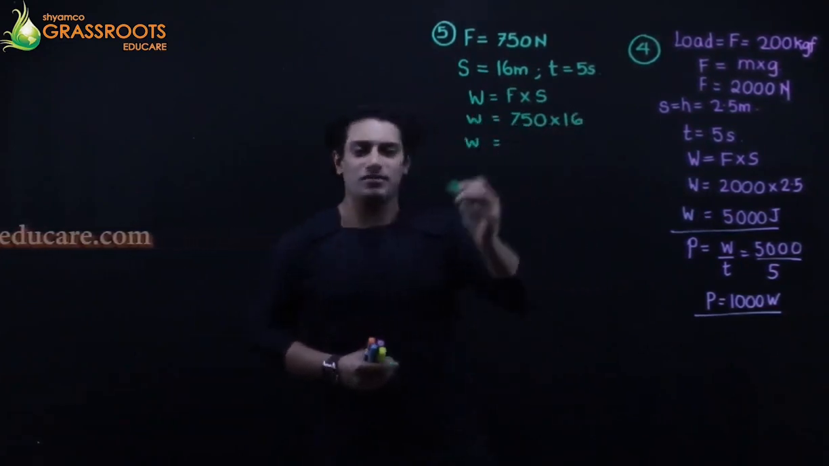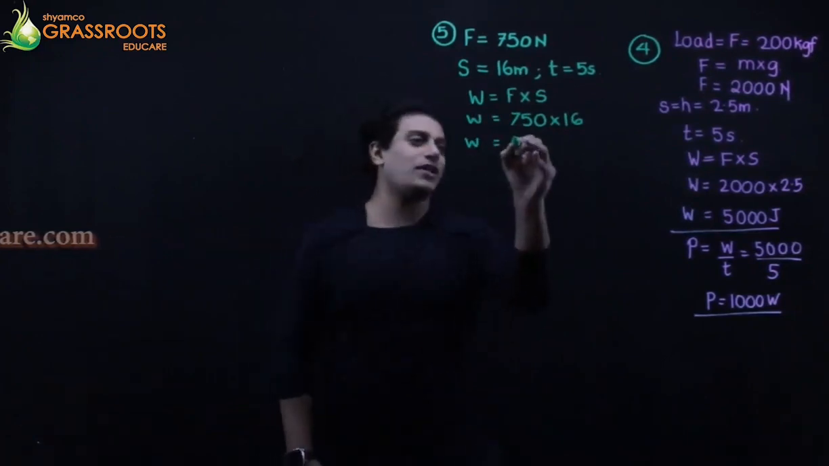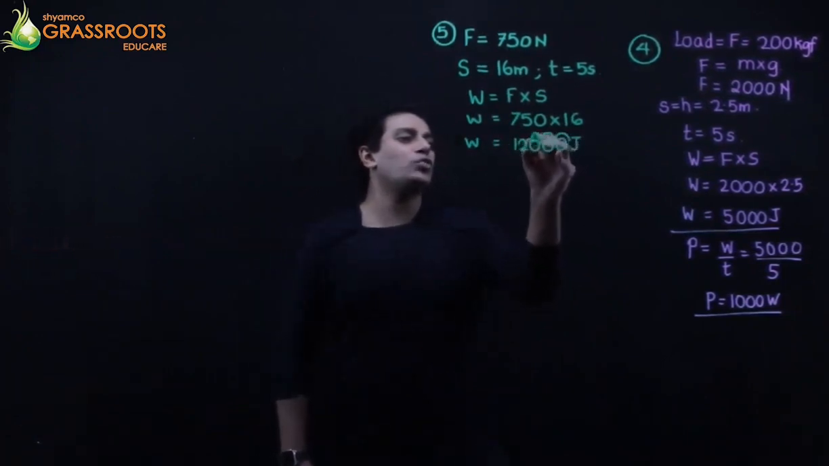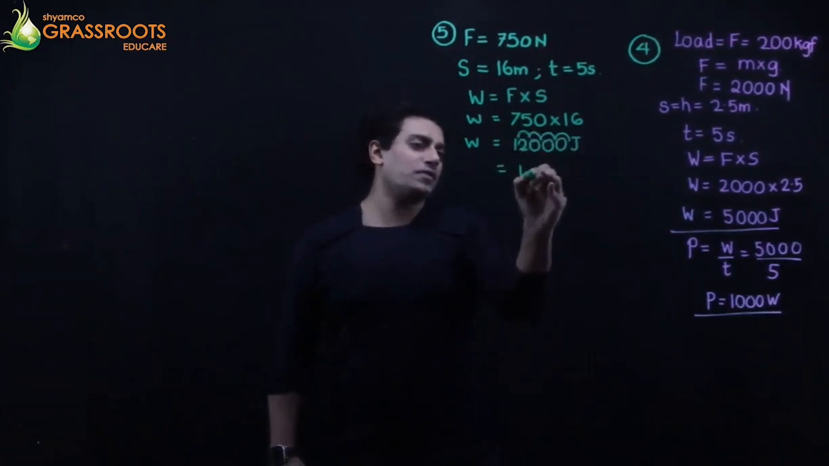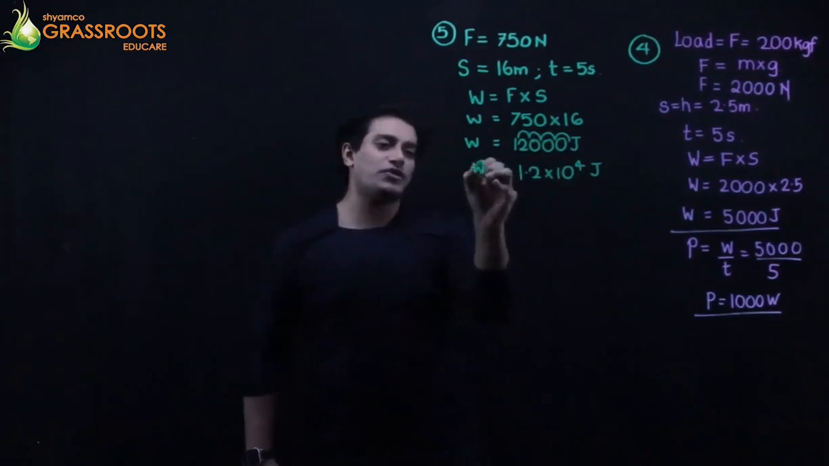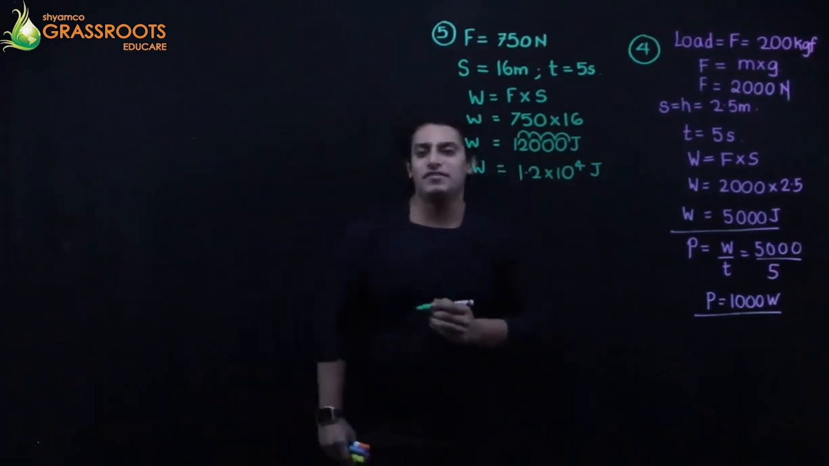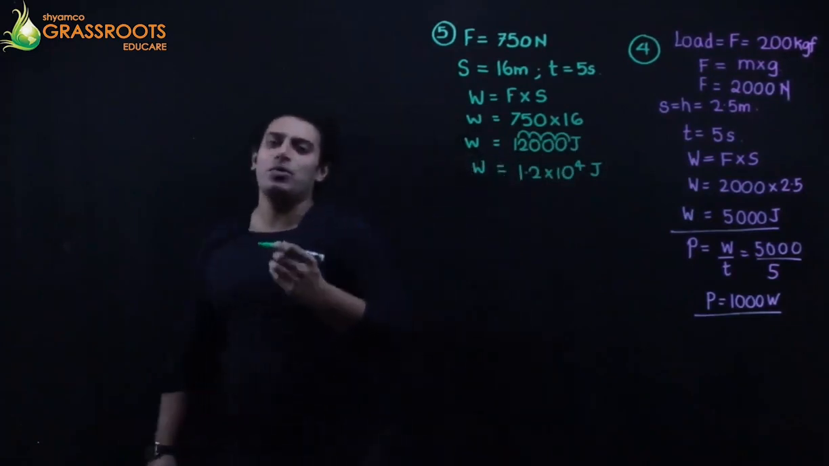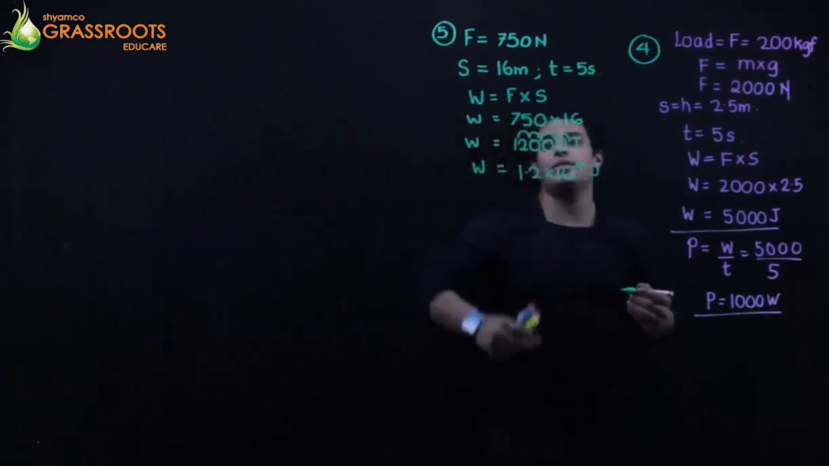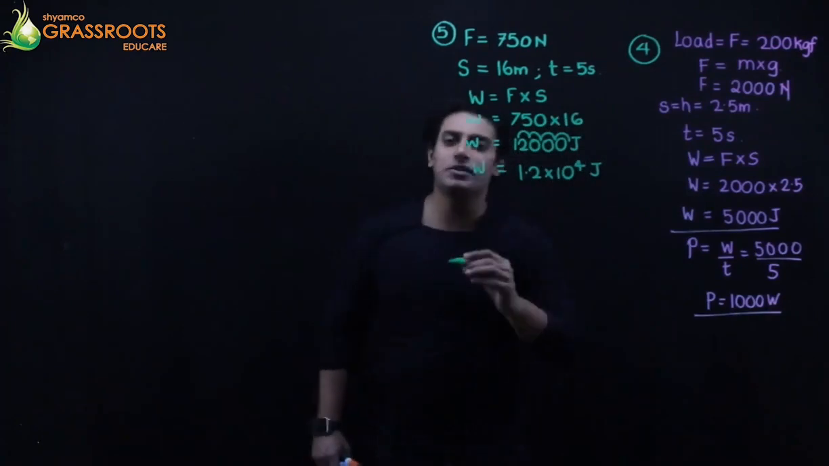So work का answer, if you multiply, you will get 12,000 joules. 1, 2, 3, 4 shifts. So 1.2 into 10 raised to 4 joules is your first answer. Physics का rule है. If the answer exceeds 10,000, okay, if the answer exceeds 4 digits, this is the way you write it after one decimal.